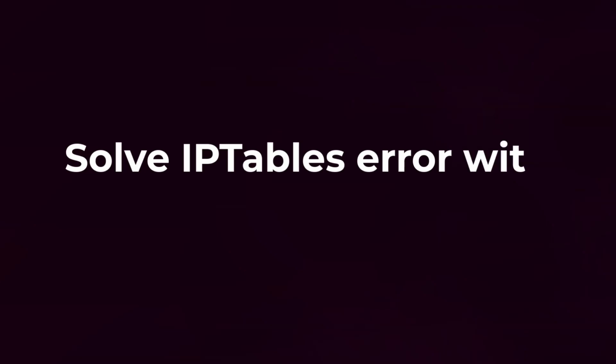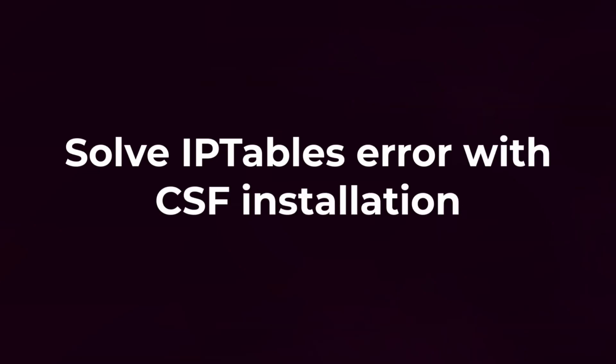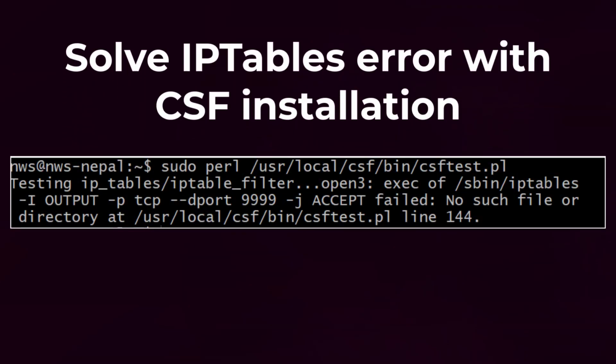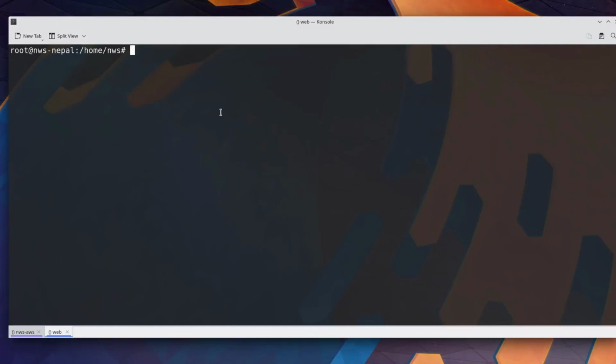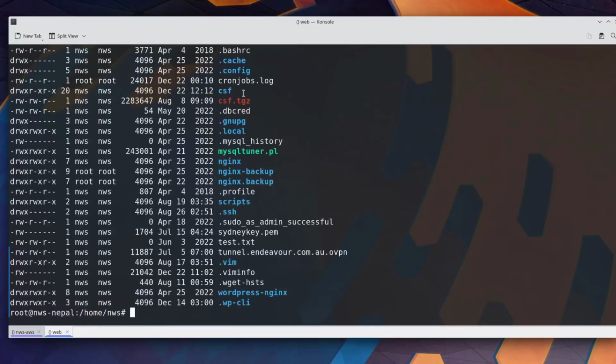This video will be about how to solve the IPTables error that is thrown after installing the CSF firewall. So let's get started. On one of my Linux servers, I have already downloaded the CSF package file and extracted it to a directory named CSF. I will reproduce the error first and I will show you how to solve that.